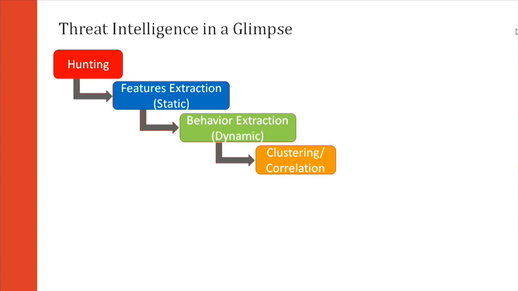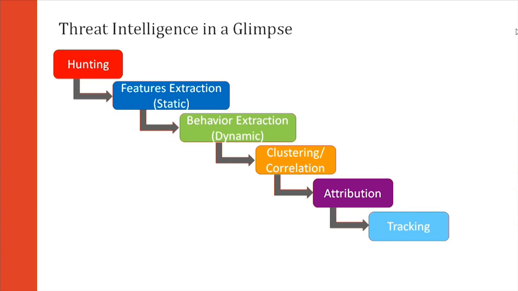Once you have these features, this behavior, then you are going to cluster in groups for specific families based on that information, and then we'll correlate all those different pieces of information in order to have a better understanding of the attack flow. Once you have that, you can start thinking about attribution. It's a very important step, which means who is behind this malicious operation. Once you have all that, you identify the threat actor.